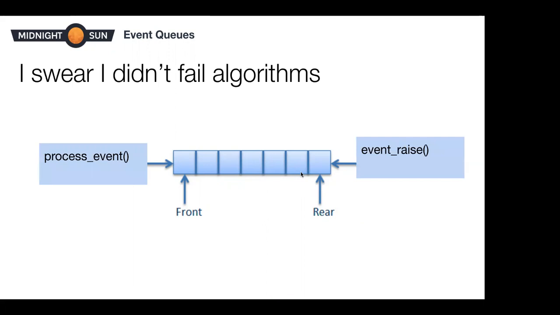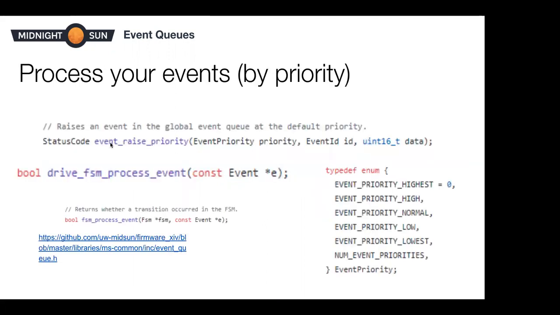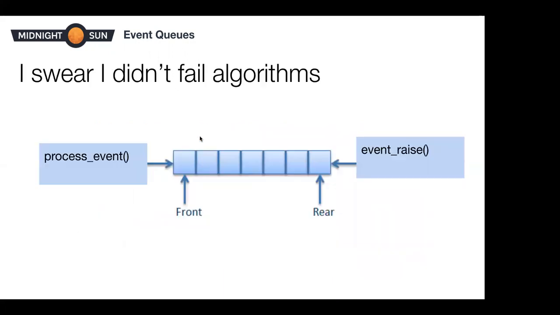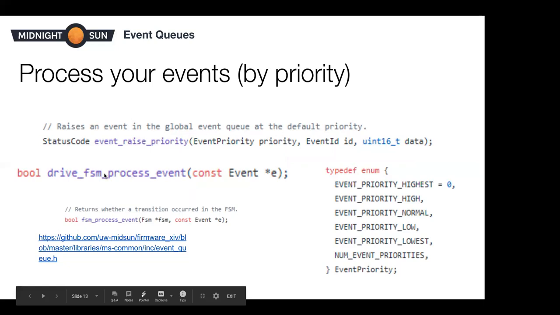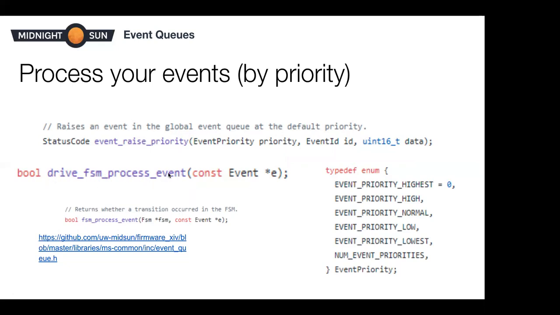The ways that we interact with the event queue are through these event raise and process event functions. Modules will call event raise priority or just event raise in order to raise an event, and that adds it on to the end of the event queue. And modules will expose a method to process events, like this drive FSM process event function.